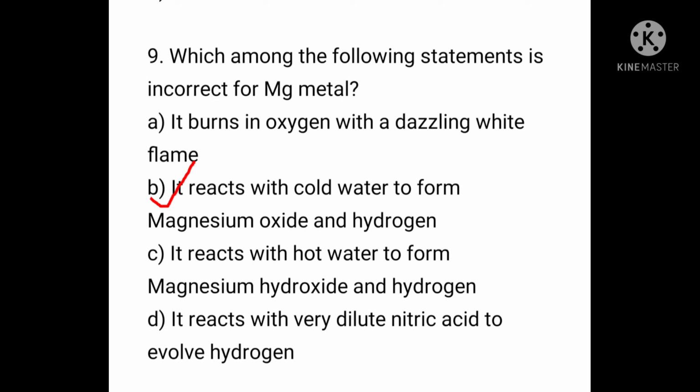It reacts with the cold water to form magnesium oxide and hydrogen. It is not correct. Magnesium usually doesn't react with cold water. It reacts with hot water to form magnesium hydroxide and hydrogen.